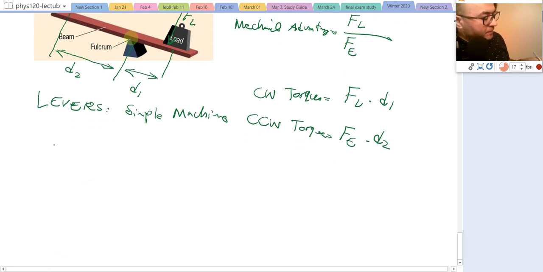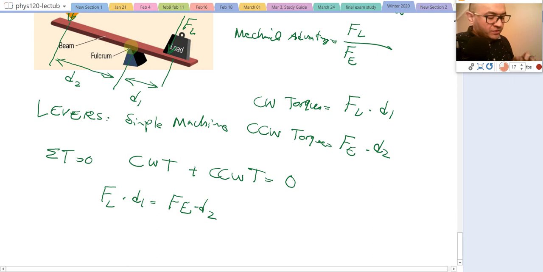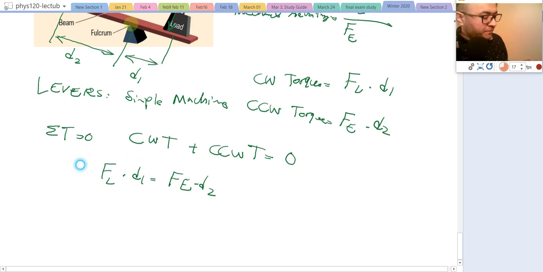So I can say the summation of torque is equal to zero, like a static, if we consider it static. Clockwise torque plus counterclockwise torque is equal to zero. From this picture, you can say they are equal to zero, but remember, the rotation of them are different. Or you can simply say that these two are equal together. So you can say FL times D1 is equal to FE times D2. It's an example of leverage, and this is how we calculate them.